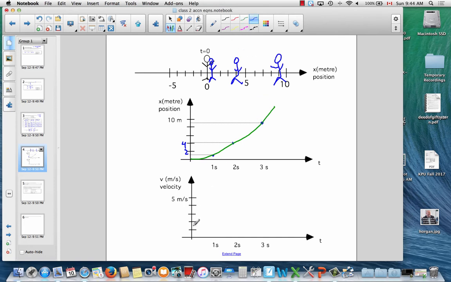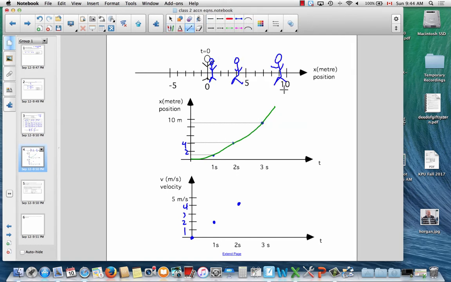The velocities, however, increase at a uniform rate. 5, 4, 3, 2, 1. At 0 seconds, we were at rest. At 1 second, we're traveling at 2 meters per second. At 2 seconds, we're at 4 meters per second. And so on and so on. So the velocity is just going up by 2 meters per second each second. And the acceleration is the slope of that velocity graph.